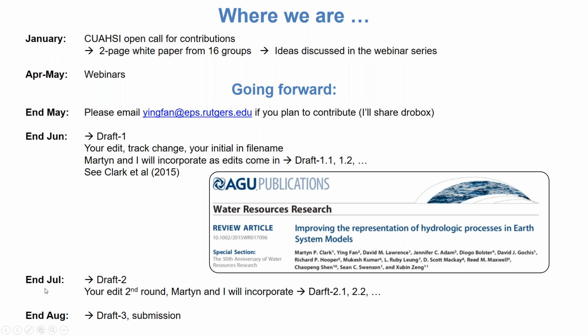And then our goal is by the end of July, we will have a draft 2 that has incorporated the first round of everybody's input. And then through the month of July, your edits can be incorporated again, the second round of edits. And then we're going to produce draft 2.1, 2.2, etc. And our goal is by the end of August, we have a draft 3 that has incorporated 2 rounds of input from you. And then we can think about submission.